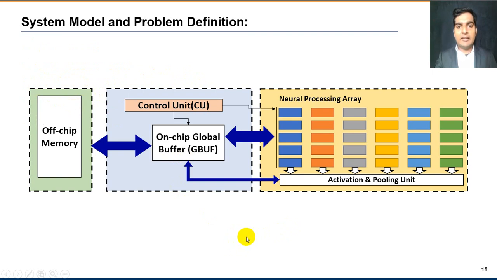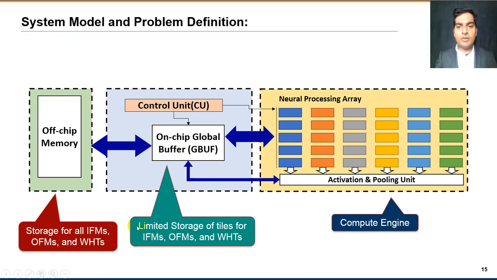Such accelerators typically comprise an on-chip global buffer to share the tiles of input feature maps, output feature maps, and weights, and a neural processing array which can comprise multiple processing elements. The neural processing array fetches the data from the global buffer, applies the convolution, pooling and activation operations, and stores the result back in the global buffer. The control unit is typically responsible for fetching the input feature maps, output feature maps, and weight tiles from the off-chip memory in a scheduled manner as directed by the chosen data reuse strategy.